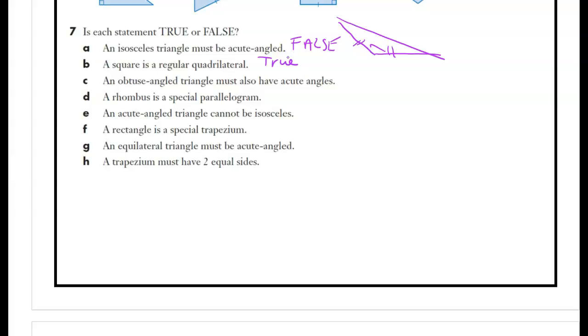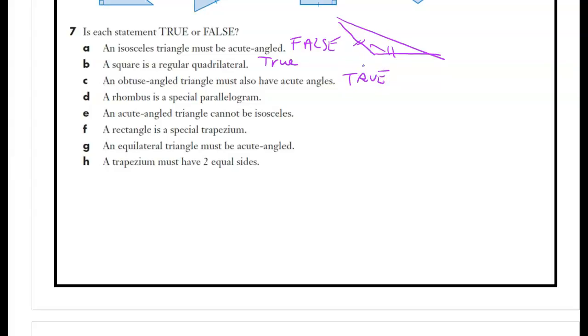An obtuse angled triangle must also have acute angles. True or false? It can't have all obtuse angles because the sum would go over 180, so it has to also have acute angles.